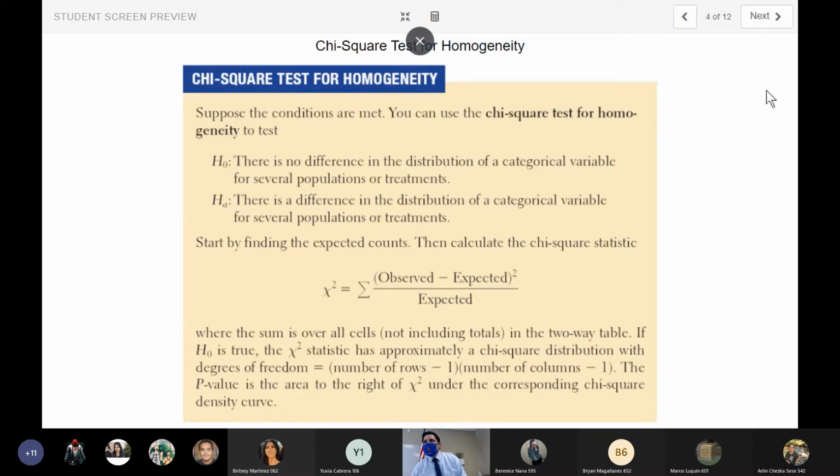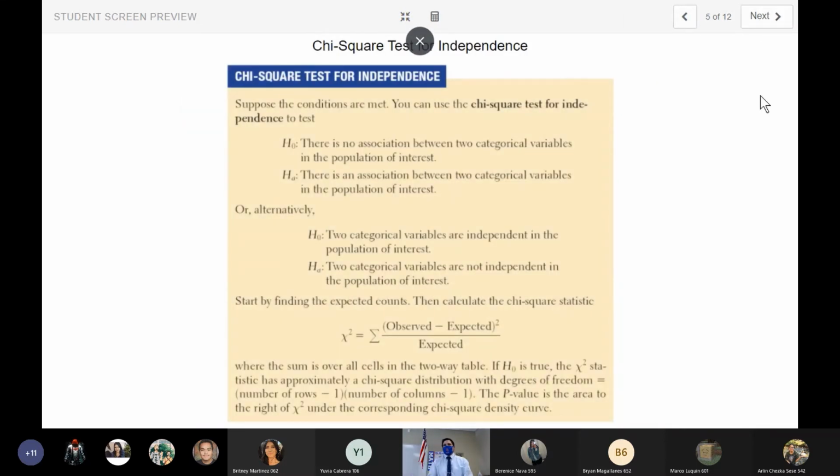Similarly, we have the rundown for the chi-square test for independence. We do have two different samples of how to write the hypotheses there. You can write the hypotheses as the null hypothesis, that there is no association between two categorical variables in the population of interest, versus the alternative that there is an association between the two categorical variables in the population of interest. Or you can write it in terms of independence, where the null hypothesis is that the two categorical variables are independent in the population of interest, versus the alternative that the two categorical variables are not independent.